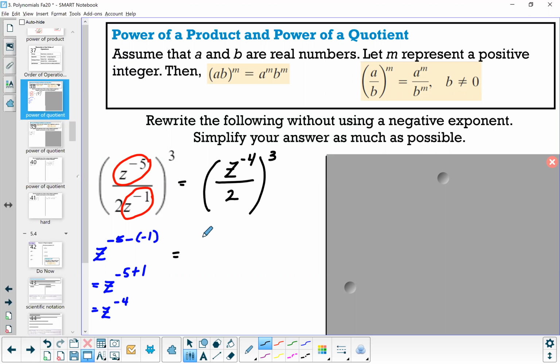Essentially, it would be saying z to the negative 4 cubed over 2 to the first power cubed. Remember, assume 2 is to the first power. All right, so whenever you have a power to a power, you multiply your exponents. So we're going to multiply negative 4 times the 3, right? Negative 4 times the 3, and we get negative 12. So that's z to the negative 12. And then 2 to the first power to the third power, 1 times 3. So we have 2 cubed.